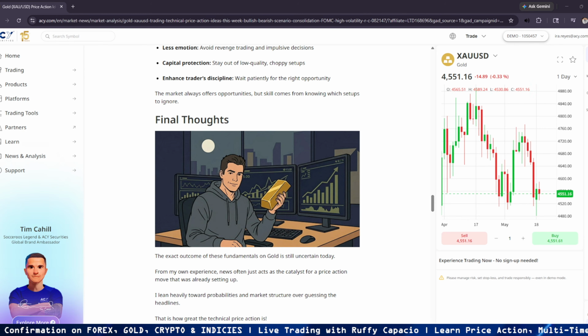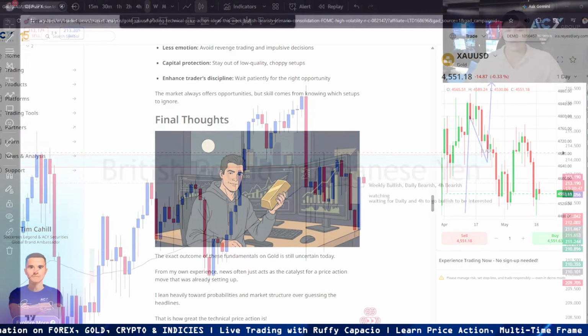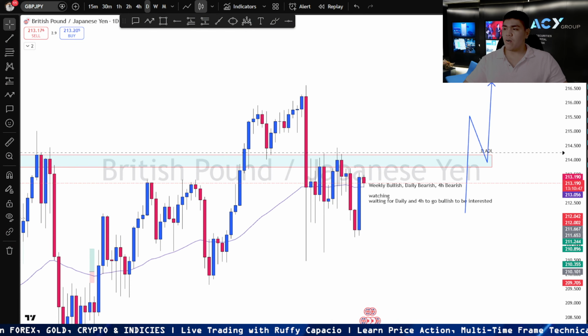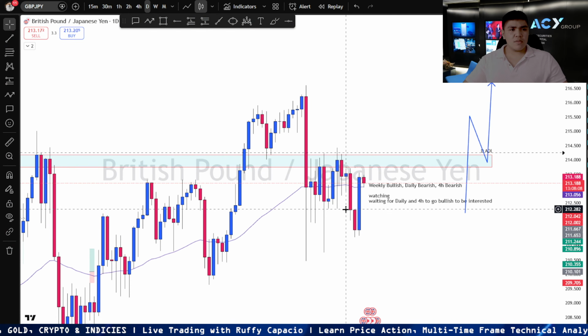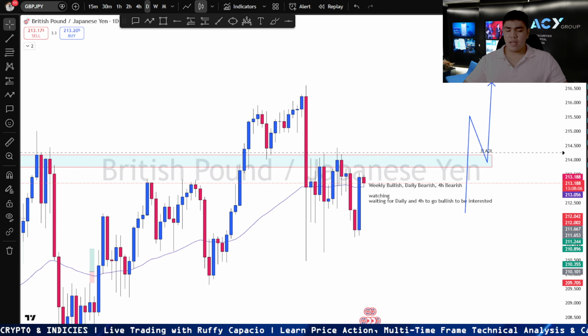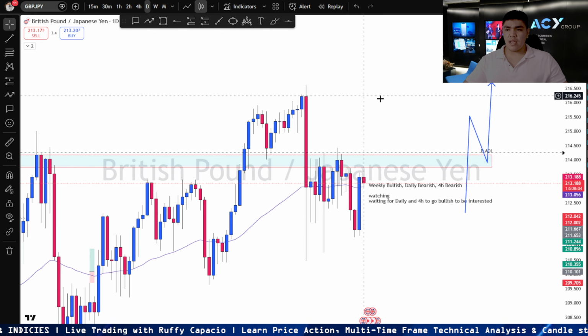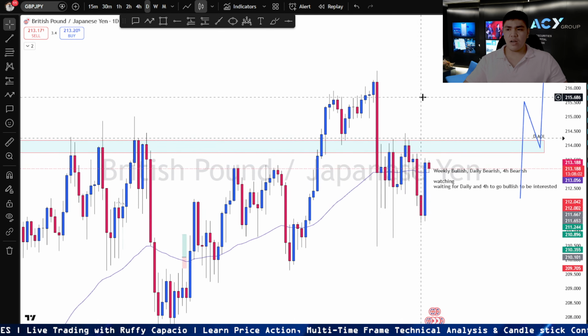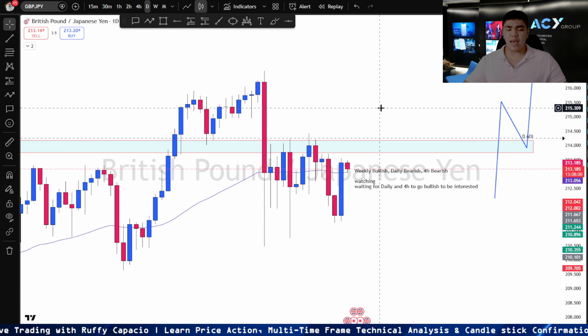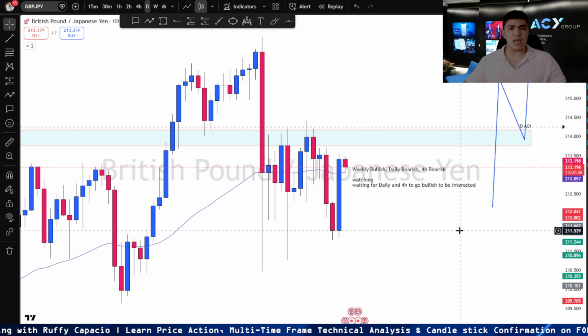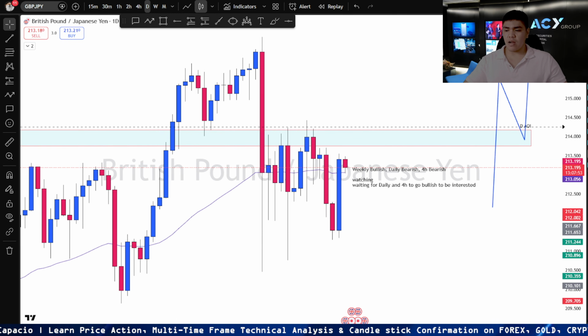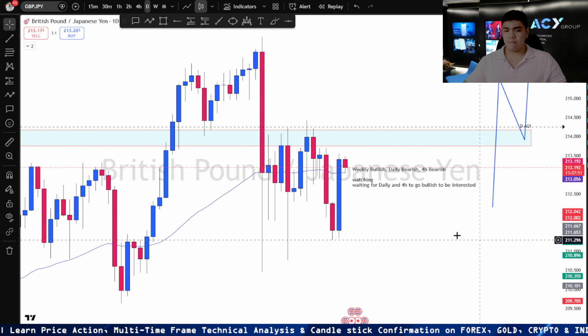So looking back to our chart, as you can see here on the GBP JPY, the news didn't really affect much on the setups that we had. So all we had to do is lean much on the technical side, wait for the break and retest for us to be interested.